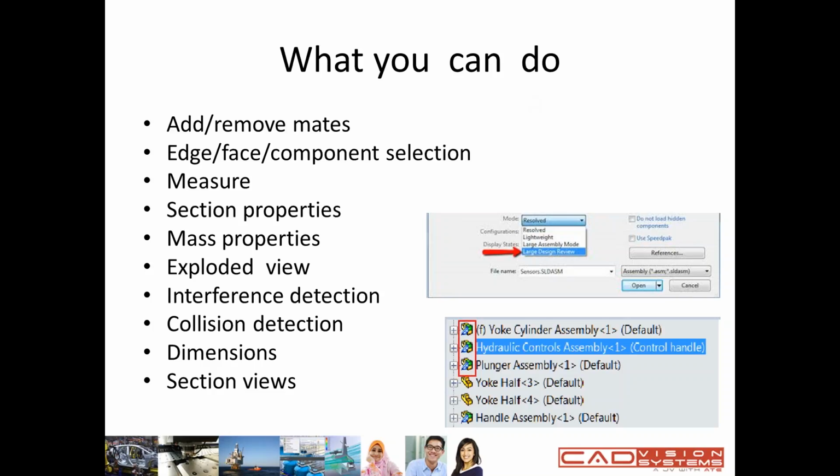So what can you do? You can add and remove mates. You can also do edge, face, and component selection. You can use the measure tool to measure everything. You can do section properties and mass properties. You can also do exploded view, interference detection, and collision detection. You can do dimensions and section views. You can do all of this, but there are no features in the FeatureManager.